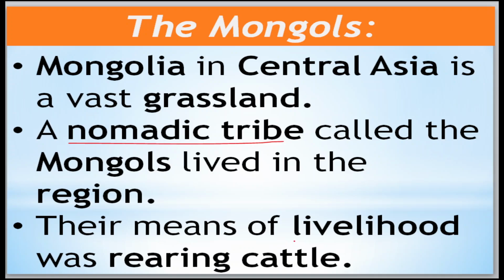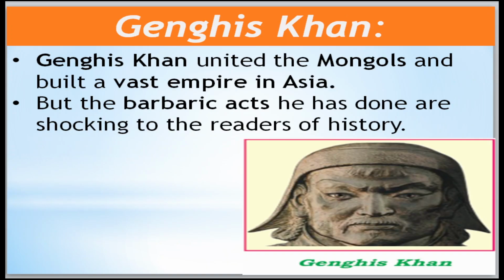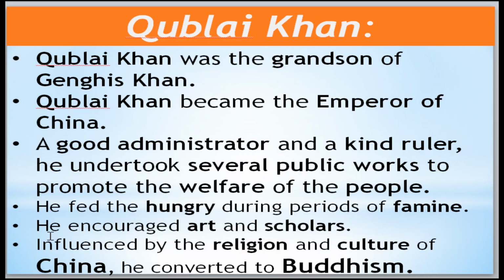Their means of livelihood is rearing cattle. Among them we mainly have Genghis Khan. Genghis Khan united the Mongols and built a vast empire in Asia. But the barbaric acts he did are shocking to readers of history. He was very involved in savage activities. But his grandson was a kind-hearted man.